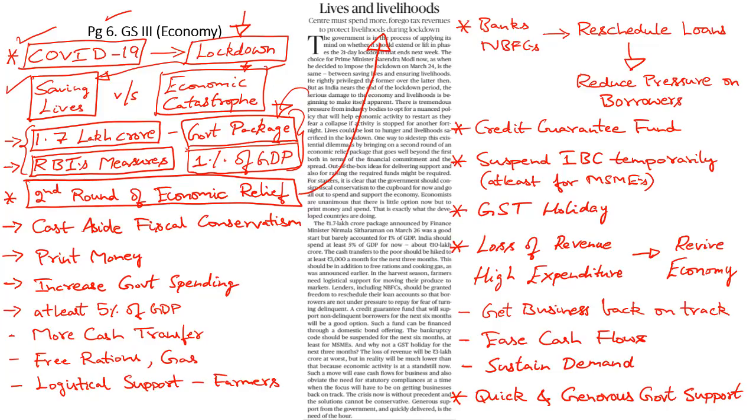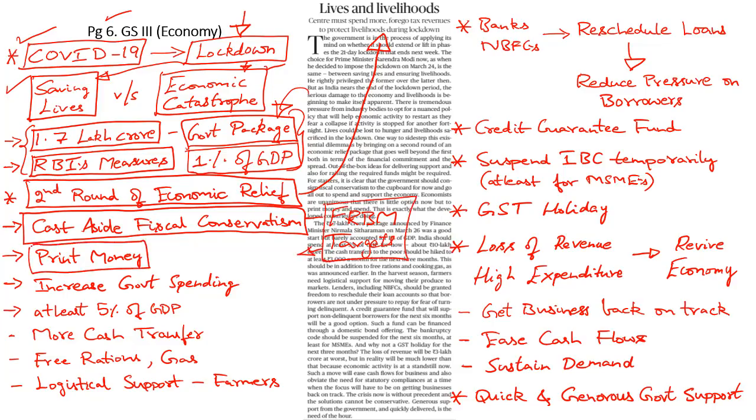So in this context, the editorial says that it is time for the government to move away from its fiscal conservatism and forget its FRBM targets for the time being. Without being concerned about its fiscal deficit targets, it is time for the government to print more money and drastically increase government spending. The editorial says that a relief package amounting to at least 5% of India's GDP should be provided in order to support the lower sections as well as the industry.